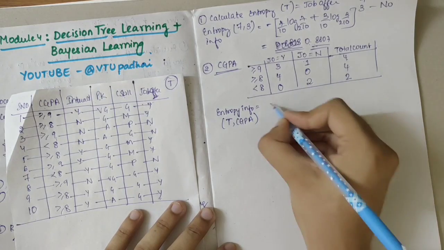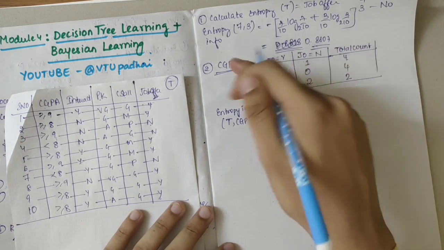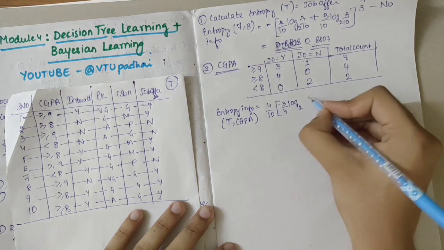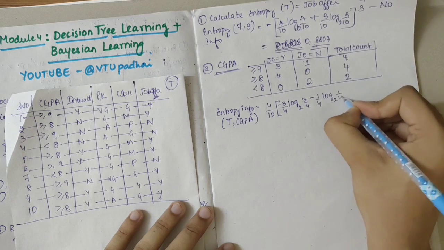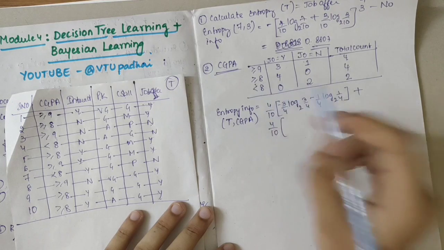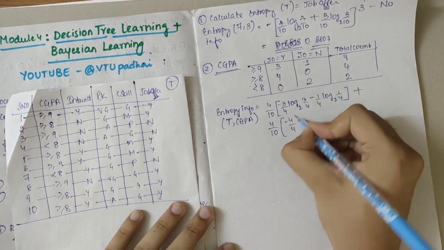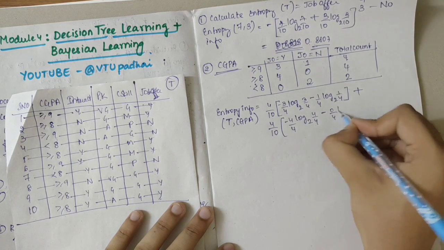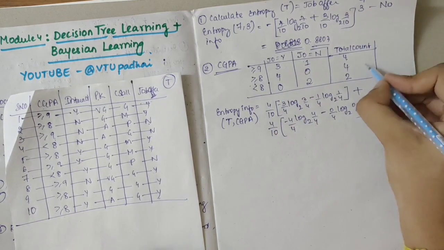So here I have 4, right? So 4 by 10. Here 3 out of 4 job offers are yes for greater than 9. Log base 2, here minus would be there: log base 2 of 3 by 4, minus 1 by 4 log base 2 of 1 by 4, plus 4 by 10 for this greater than or equal to 8. So minus 4 by 4 log base 2 of 4 by 4, minus 0 by 4 log base 2 of 0 by 4. So one thing, whenever I have 0, the entropy would be 0.